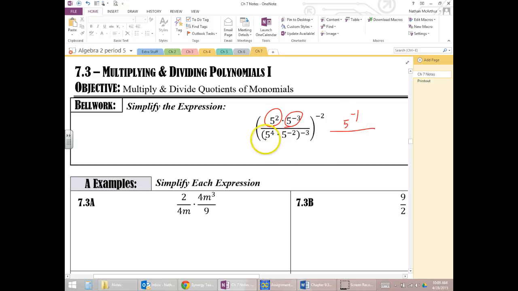On the bottom, if I take care of the stuff inside the parentheses first, that ends up being 5 to the 2, because 4 minus 2 is 2. So from here, I have this -3 times the +2, and I end up with 5 to the -6. I just simplified the top and the bottom individually.